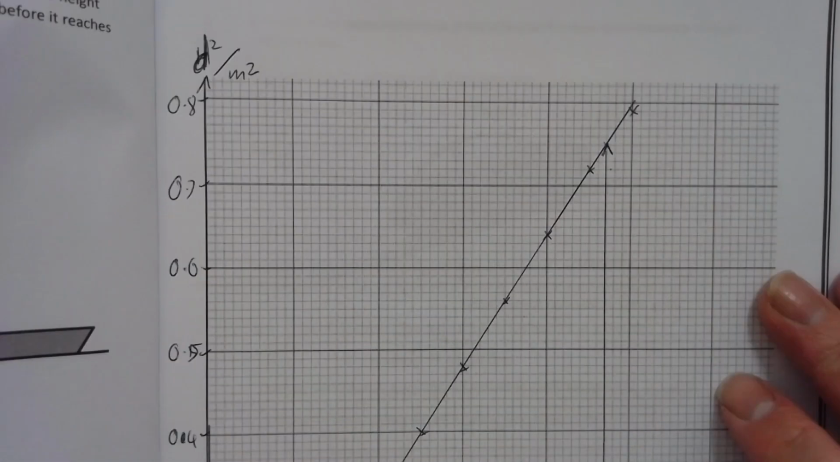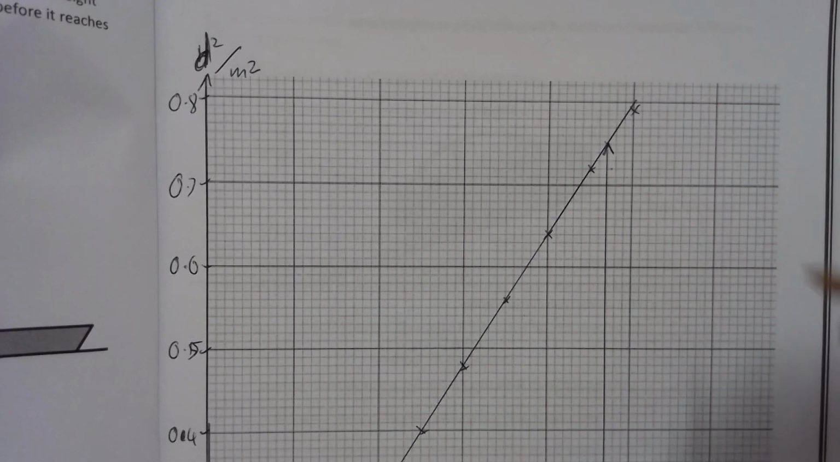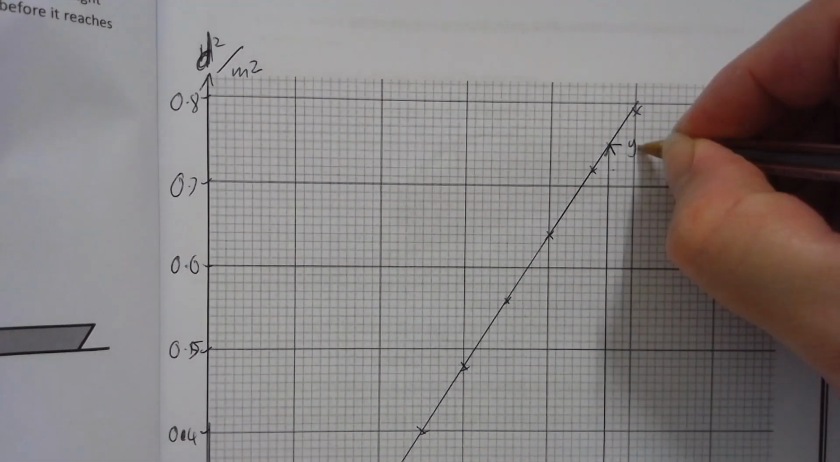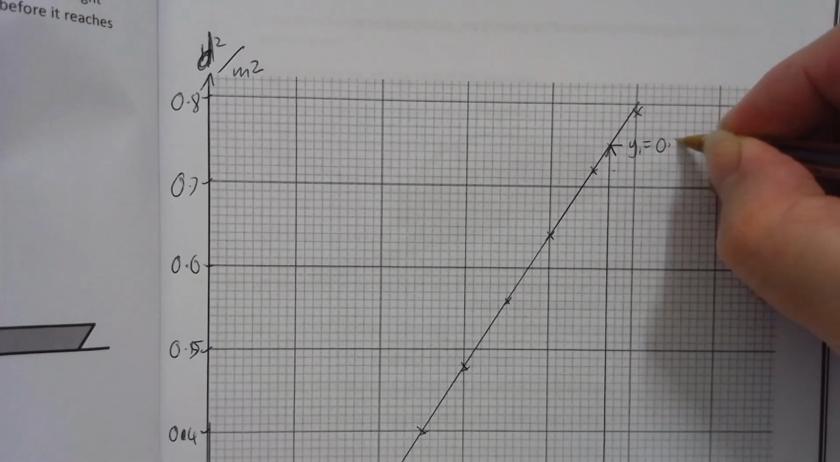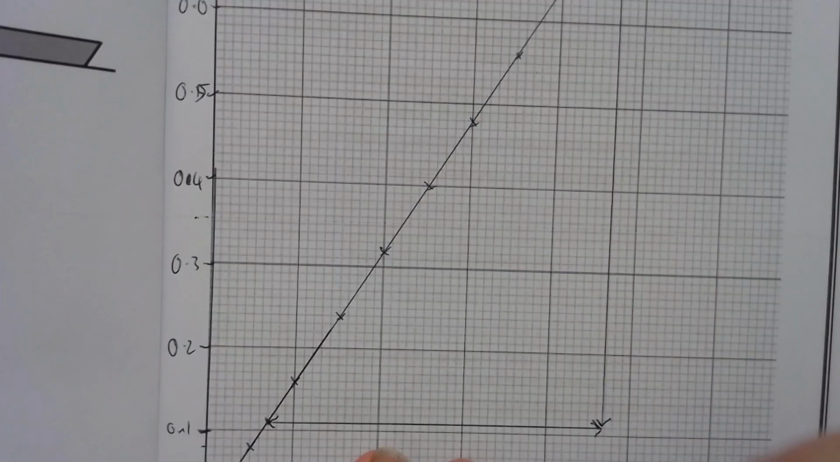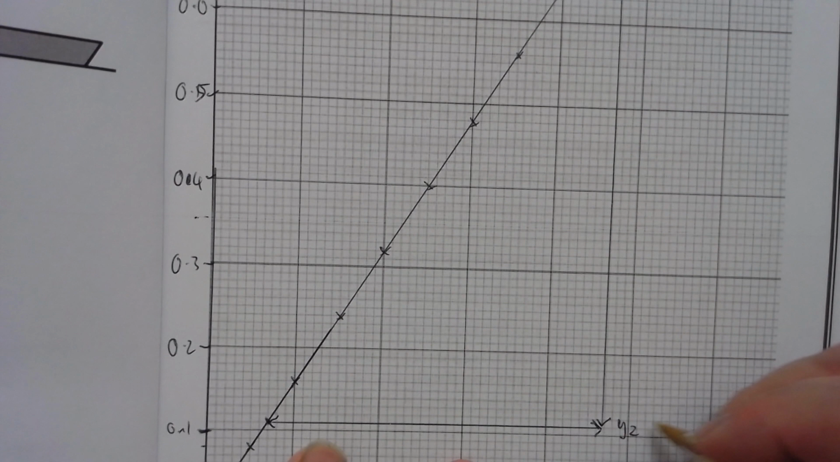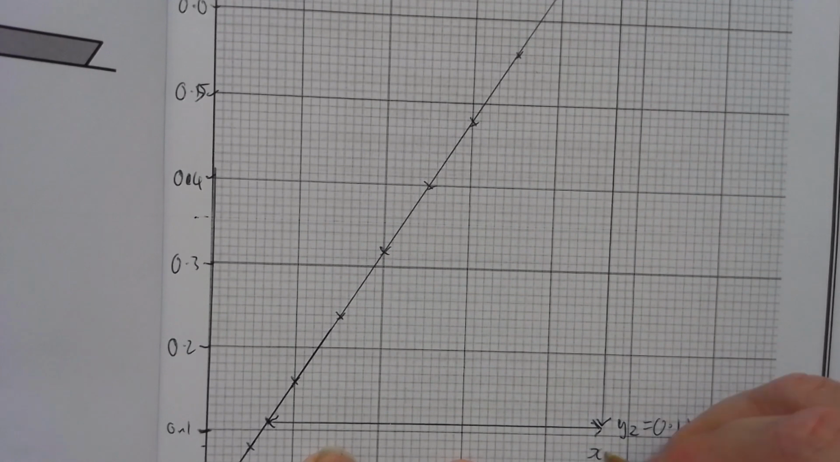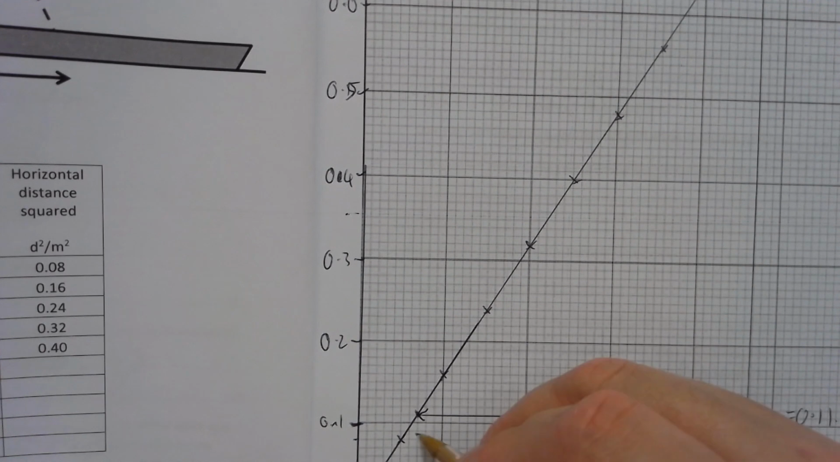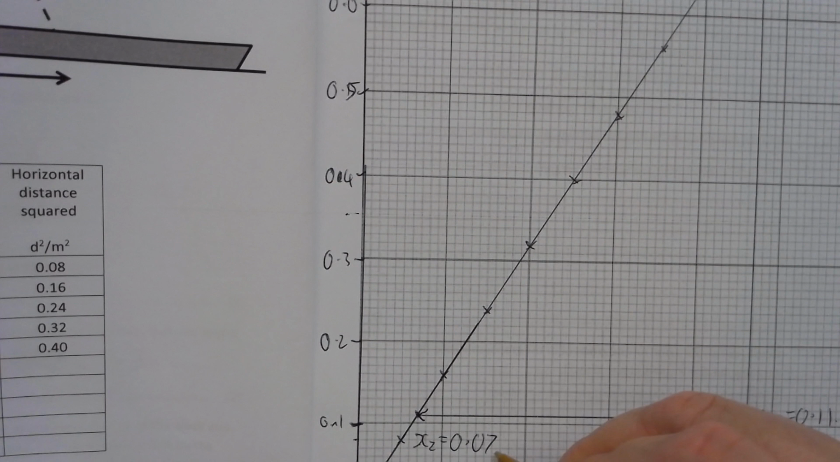So this one has a y1 equals 0.75. The lower value of y I'm going to call y2. It is equal to 0.11. My higher value of x is 0.47, and my lower value of x is 0.07. Okay, so what I've done is I've looked at my values for x and y.